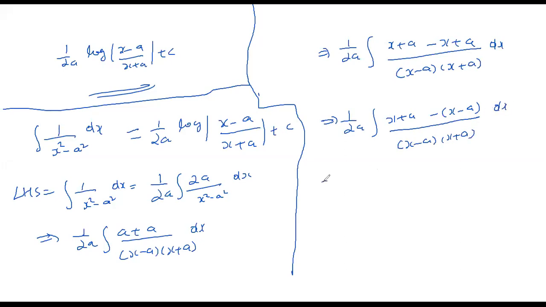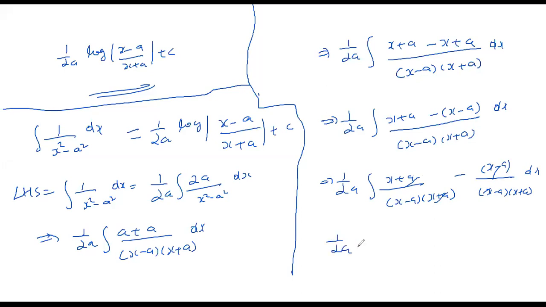Now making separate the term, it becomes 1 by 2a into (x plus a) divided by (x minus a)(x plus a) minus (x minus a) divided by (x minus a)(x plus a) dx. Now x plus a cancels, x minus a cancels. It becomes 1 by 2a into integration of 1 by x minus a dx minus integration of 1 by x plus a dx. Differentiating the denominator, I'm getting the numerator.